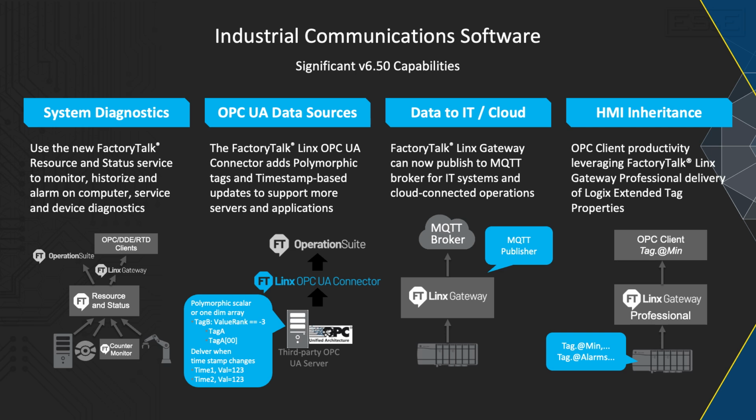Of course, we're going to talk about OPC UA data sources, the polymorphic tags, and getting data to IT and cloud, right? So how do we get our data out to the cloud? Using standard protocols instead of forcing you to use a Rockwell stack. This is about being able to provide that data to systems other than Rockwell. And then we'll talk about HMI inheritance, and again, this revolves around tag structures and extended tag properties and things like that.